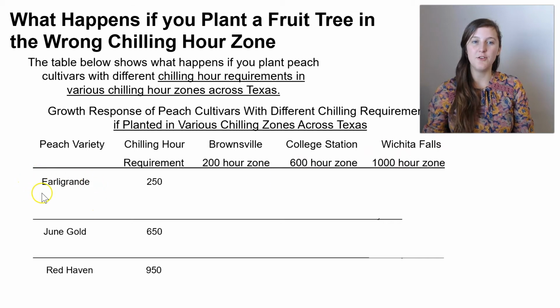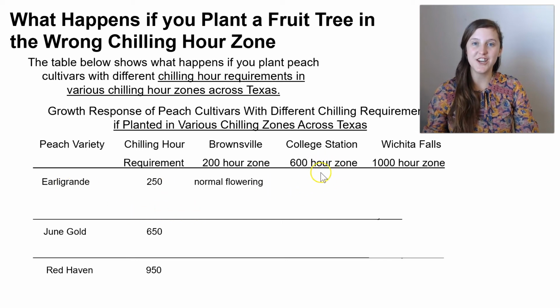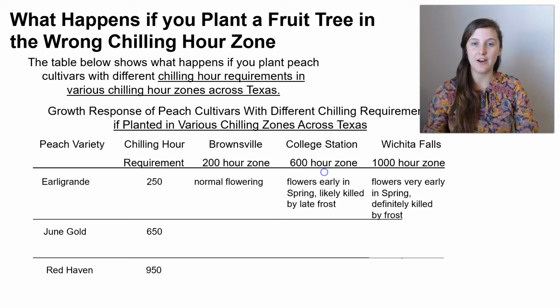For our first example, if you plant an Early Grande peach variety, it requires 250 chill hours. If you plant it in Brownsville, Texas, there'll be 200 hours of chill. What do you think happens? Because there's 200 hours and it requires 250, most years it will have normal flowering. What if you plant that same plant, the Early Grande, in College Station, Texas, where you get 600 hours? Well, after 250 hours of chill, the plant will initiate flowering. So the flowers will start too early in the spring and then likely be killed by the late frost. Same goes for if there's 1,000 hours. The flowers will be produced very early in the spring and will definitely be killed by the frost.